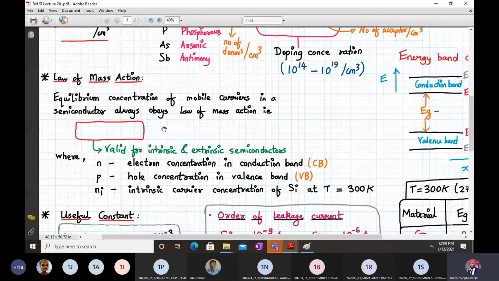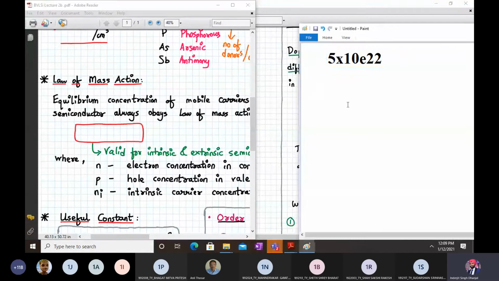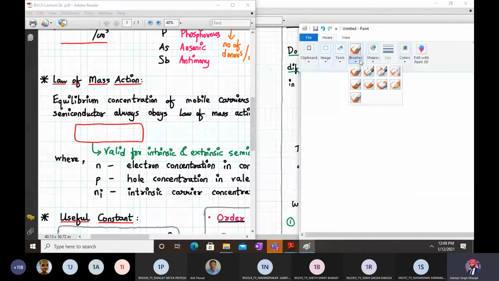I am sure that you might have heard of it. Its statement is that the equilibrium concentration of mobile carriers in a semiconductor always obeys the law of mass action. Now, I have not written here what the law of mass action is, and we are going to write that. So what does this mean? This means the following.